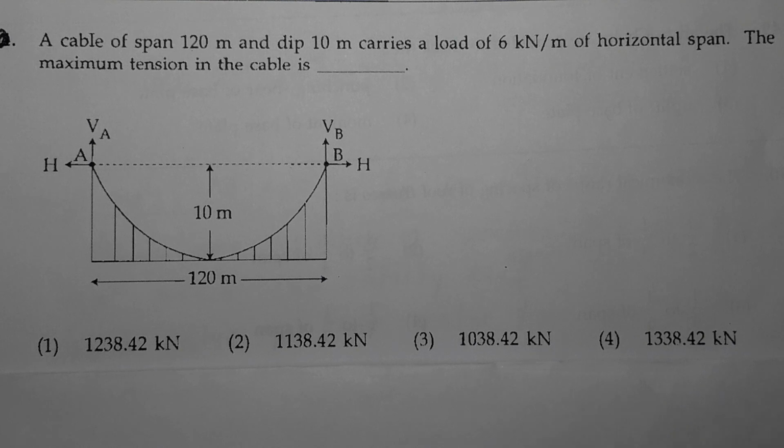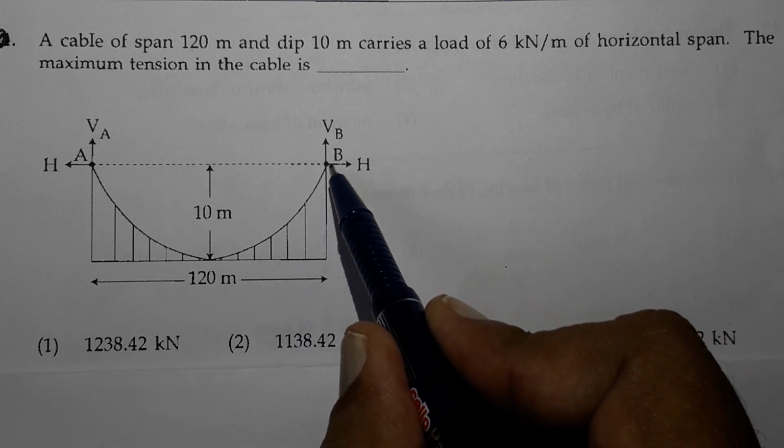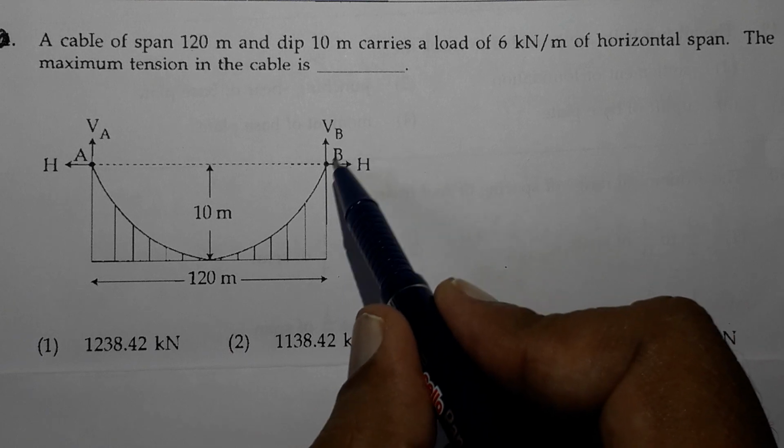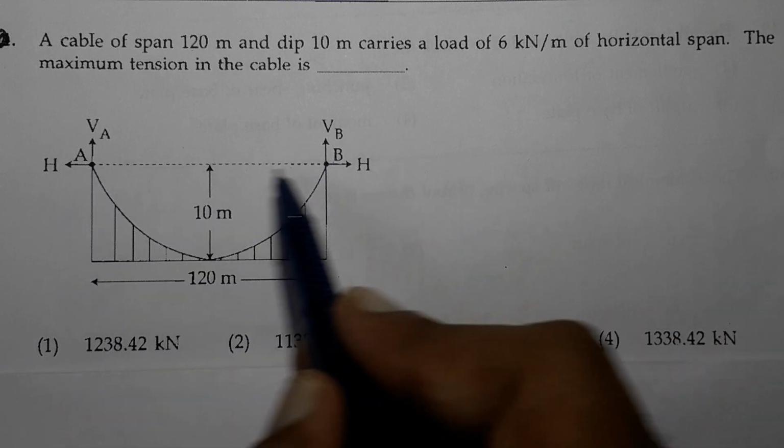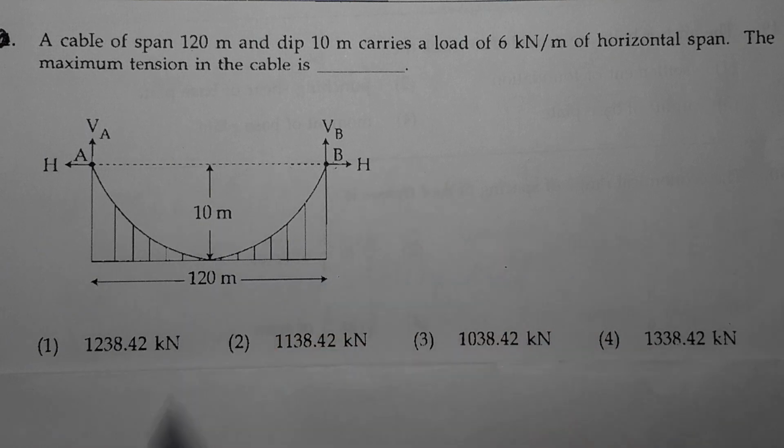Now next question, a cable of span 120 meter and dip 10 meter carries a load of 6 kilonewton per meter of horizontal span. The maximum tension in the cable is. Now whenever the question is asked regarding the maximum tension in a suspension cable, the maximum tension always happens at the supports, and the maximum tension will be either RA or RB. So we'll have to get RA or RB, but here RA and RB both are going to be the same because of symmetry. So either you get the value of RA or the value of RB.